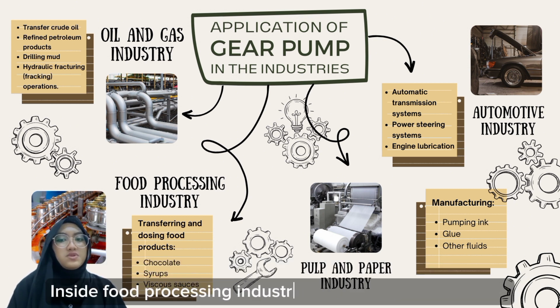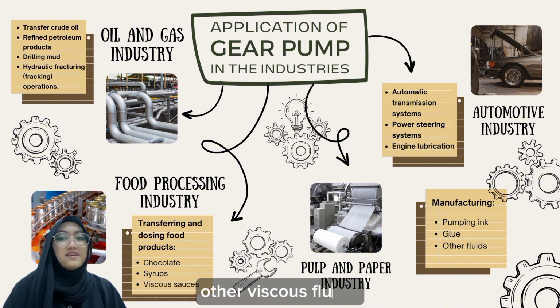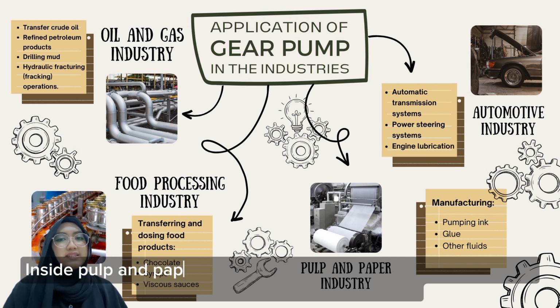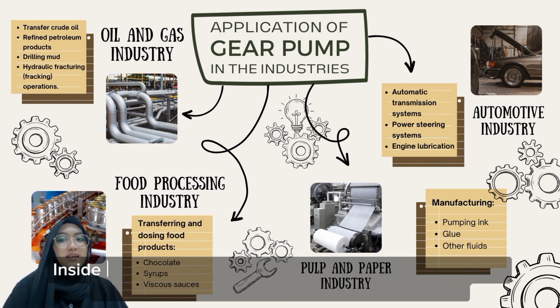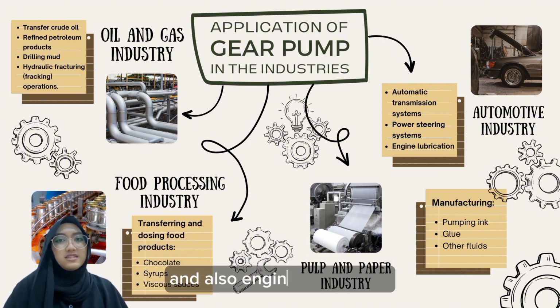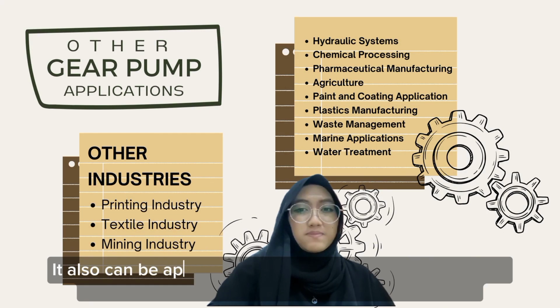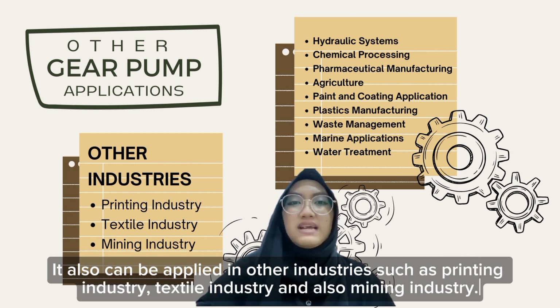In the food processing industry, it can be used to transfer and dose products such as chocolate syrup and other viscous fluids. In the pulp and paper industry, gear pumps are used to manufacture pulp, ink, glue, and other fluids. In the automotive industry, it is applied in automatic transmission systems, power steering systems, and also engine lubrication. It can also be applied in other industries such as the printing industry, textile industry, and also mining industry.